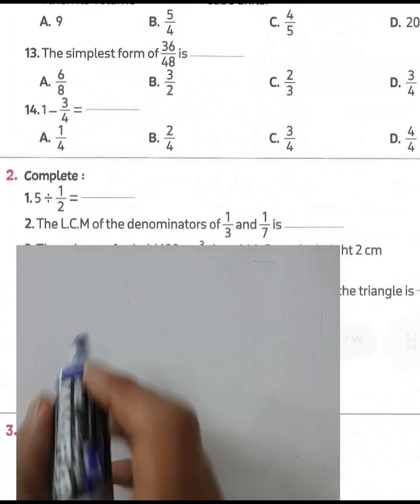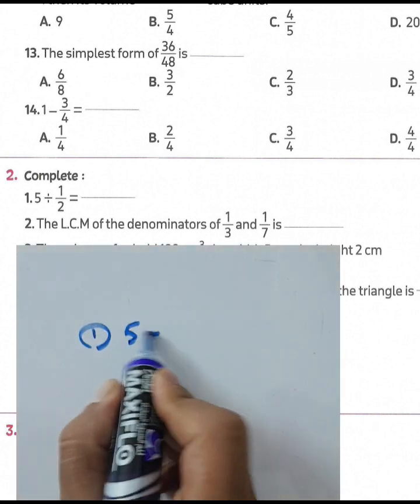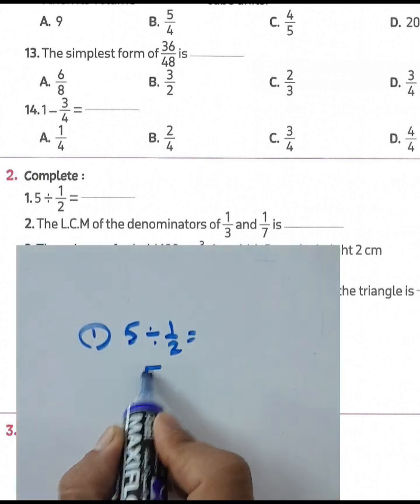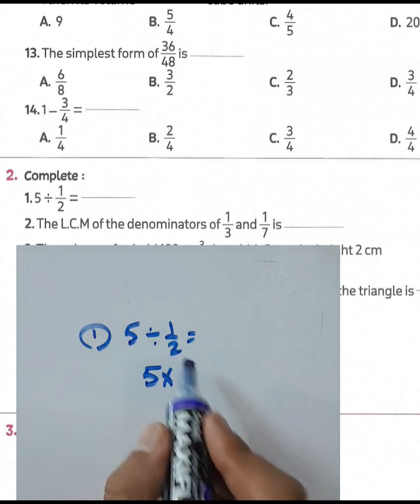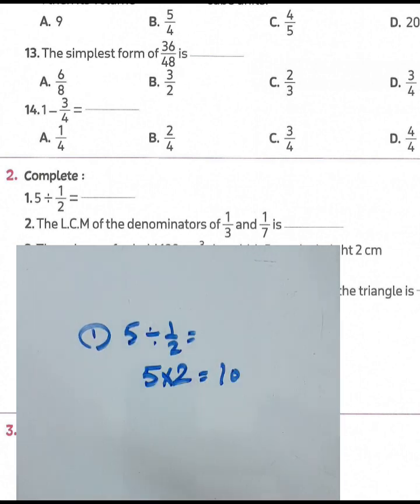Question number 1. 5 divided by half, we can write 5 times the reciprocal of half, which will be 2. 2 times 5 equals 10.